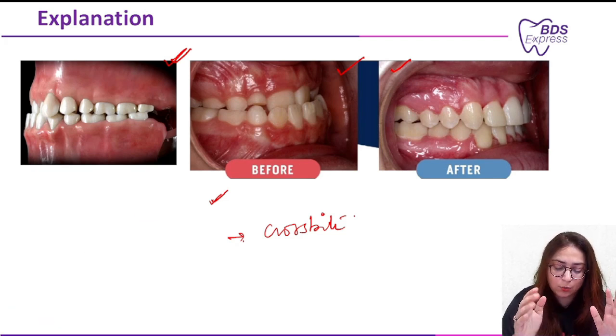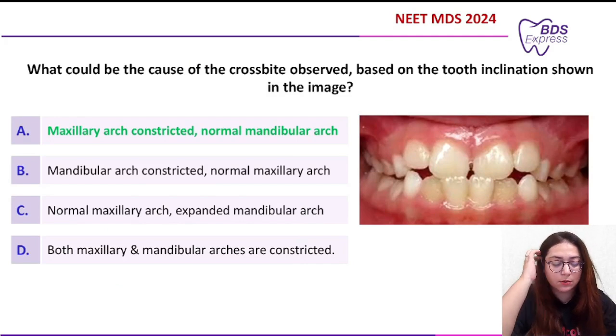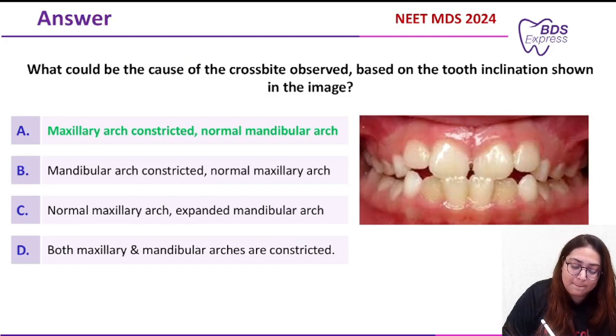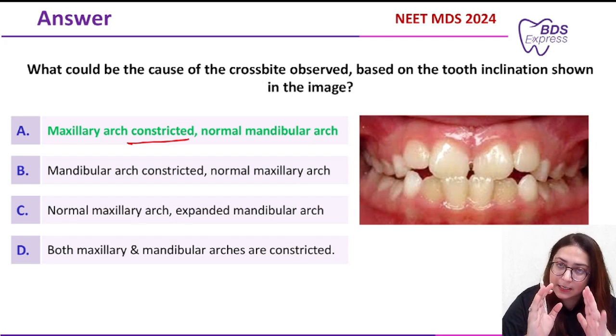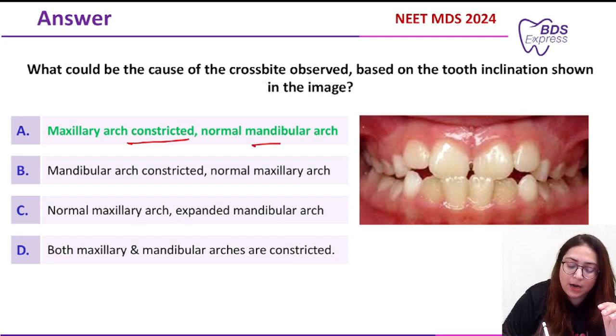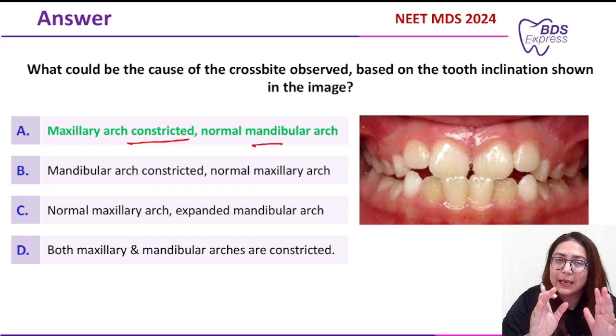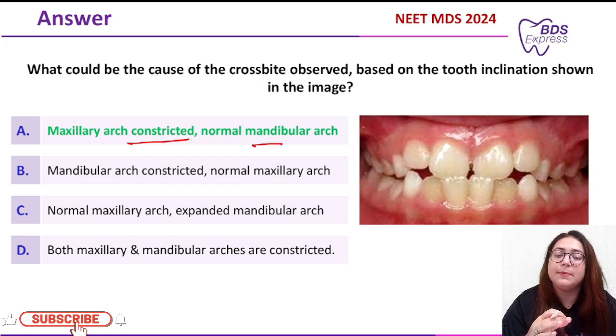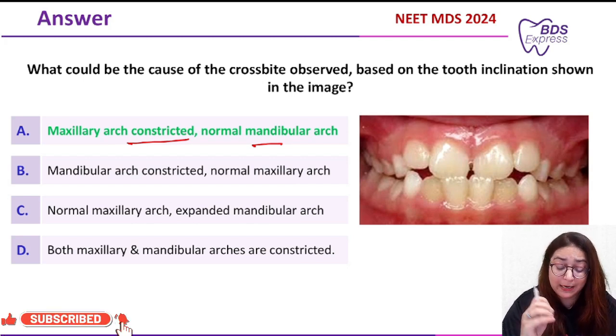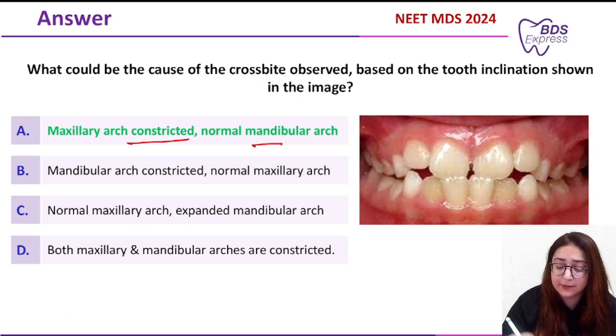class 1 occlusion. Now coming back to our question, the correct answer is maxillary arch is constricted and we need to expand the maxillary arch, but the mandibular arch is normal, so we don't need any changes in the mandibular arch. I hope you got the concept now, and now you can differentiate between the different options. It was very simple, but it just needed your attention to what exactly is needed and what is the phenomenon for the crossbite, right? Thank you.